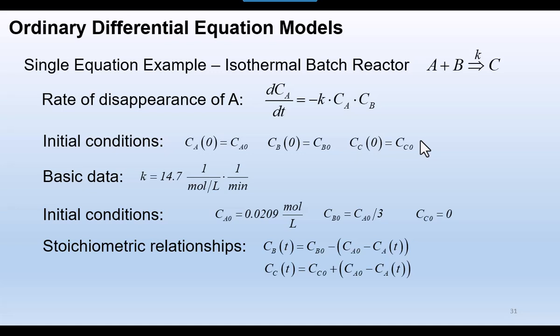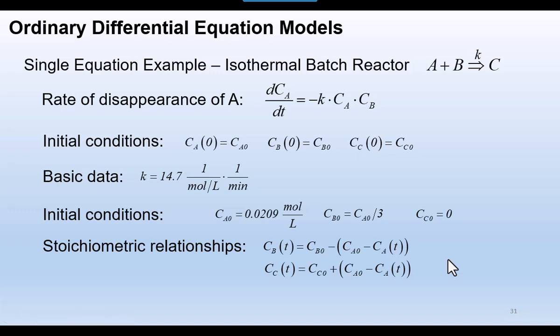So we have basic data from the literature of the value of K given in units of liters per mole per minute. And we have an initial condition of a concentration of A and smaller by a third concentration of B and no C. And then we note that by stoichiometry, we can always calculate B from the amount of A that has been consumed, subtracted away from the initial value of B, and similarly for concentration of C.